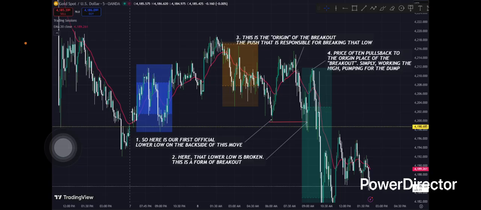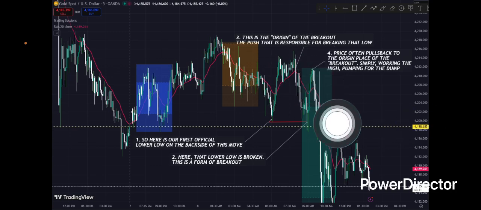Okay. And then number 2, we have this bit of price movement that breaks through that lower low. Okay. So we put in another lower low, and this is a form of a breakout. It's not a breakout in the sense of breaking a previous daily level, right? It's not the traditional sense of breakout, but we did break down and break through this low. Okay. And I just call that sort of like a breakout.